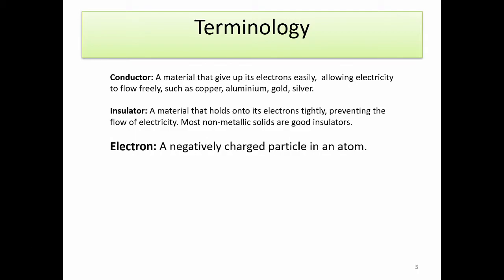Electron. An electron is a negatively charged particle in an atom. Atoms are comprised of a nucleus which contains protons, positively charged, neutrons which have no charge, and electrons which orbit around the nucleus.